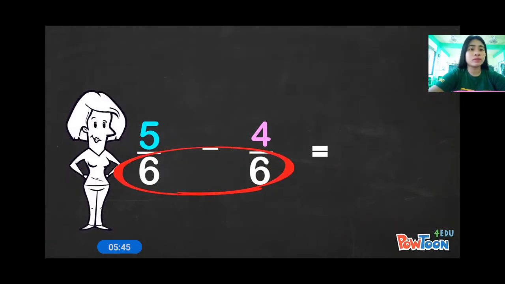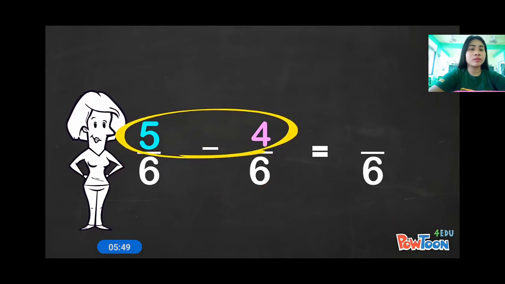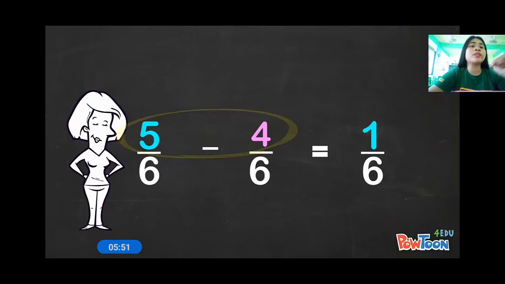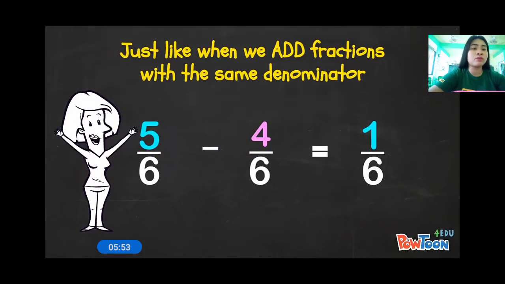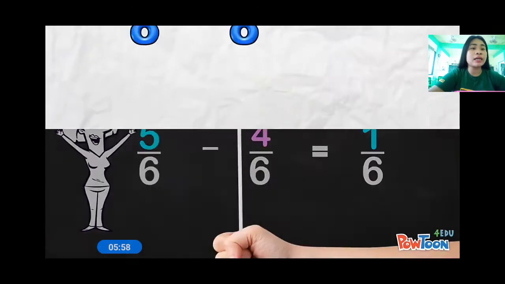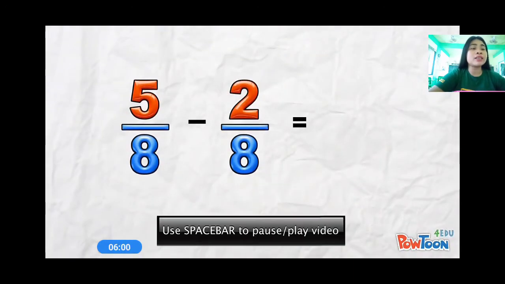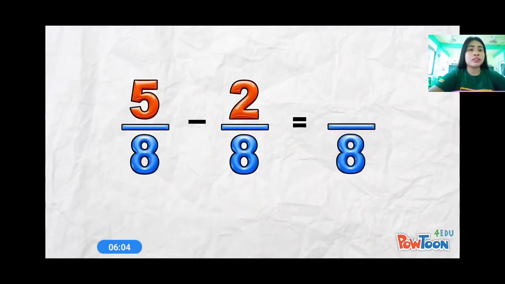We keep the same denominator in our answer, and we only use subtraction for the numerators. Okay, so we are going to subtract the numerators. 5 minus 4 equals 1. And then you're just going to copy the denominator because it is a similar fraction. The denominator stays.